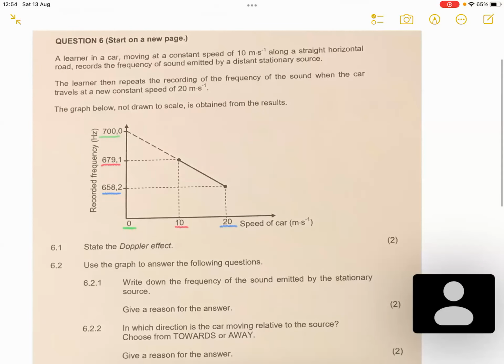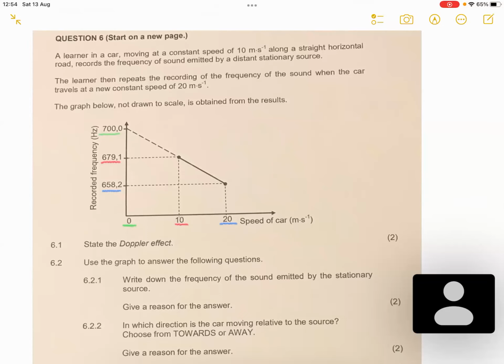Okay, so a learner in a car moving at a constant speed of 10 meters per second along a straight horizontal road records the frequency of sound emitted by a distant stationary source. The learner then repeats the recording of the frequency of the sound when the car travels at a new constant speed of 20 meters per second. The graph below, not drawn to scale, is obtained from the results. Okay, so if we look at this graph, you've got on the y-axis the recorded frequency, and on the x-axis the speed of the car.